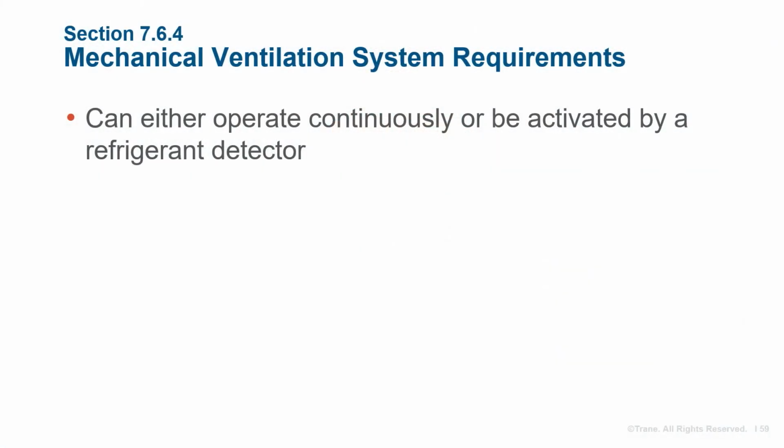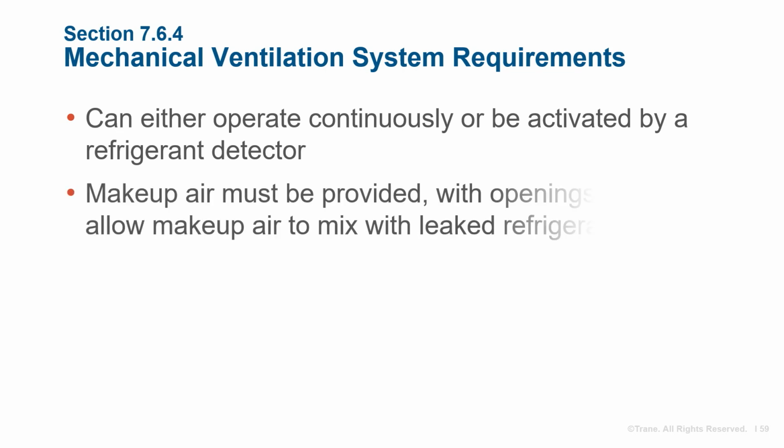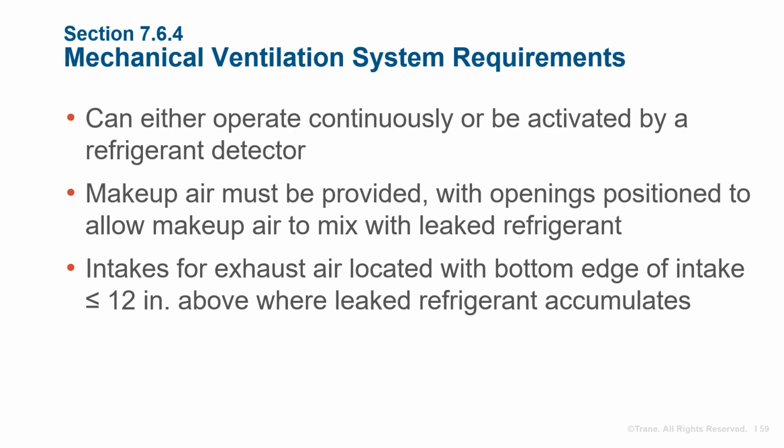This ventilation system must then meet all the requirements listed in the standard. This ventilation can either operate continuously or be activated by a refrigerant detector. Makeup air must be provided with openings positioned to allow this makeup air to mix with leaked refrigerant. Intakes for the exhaust air must be located such that the bottom of the intake air is no higher than 12 inches above the lowest elevation in the space where leaked refrigerant is expected to accumulate.